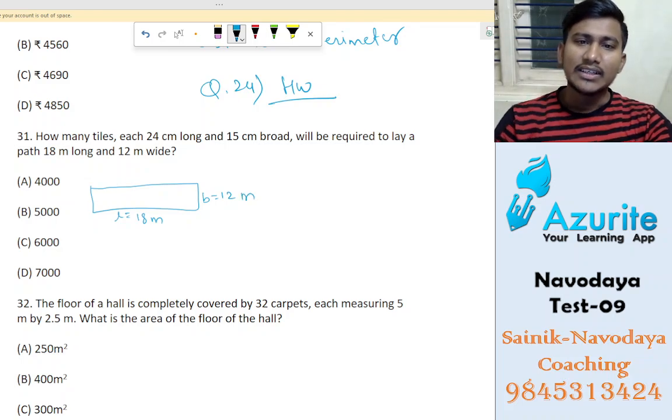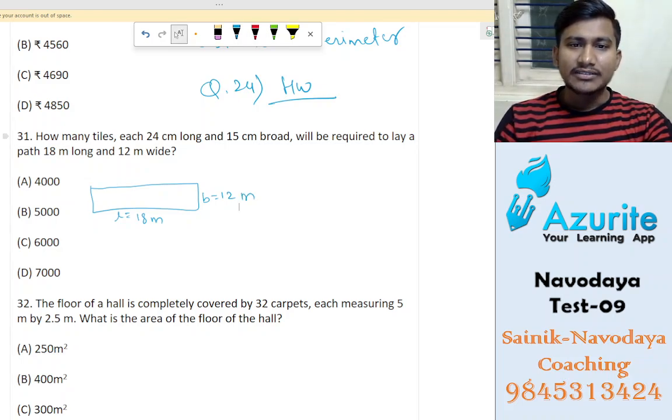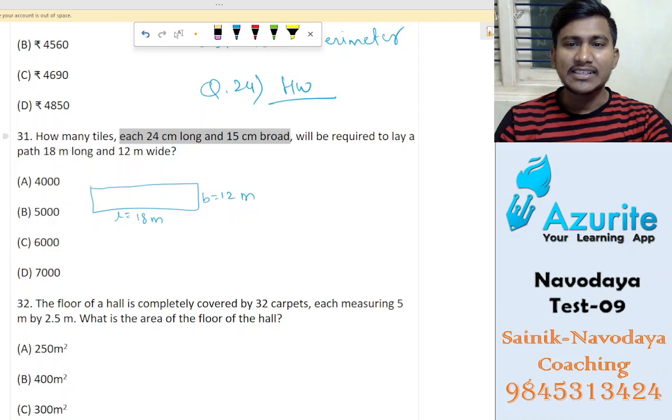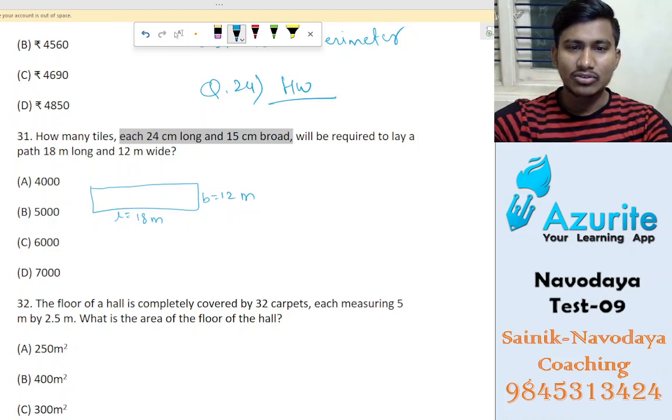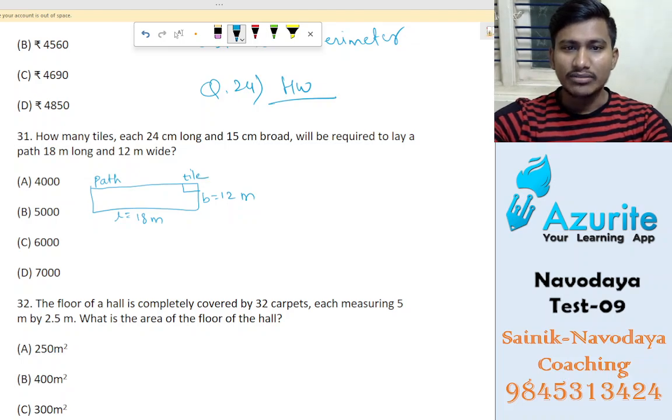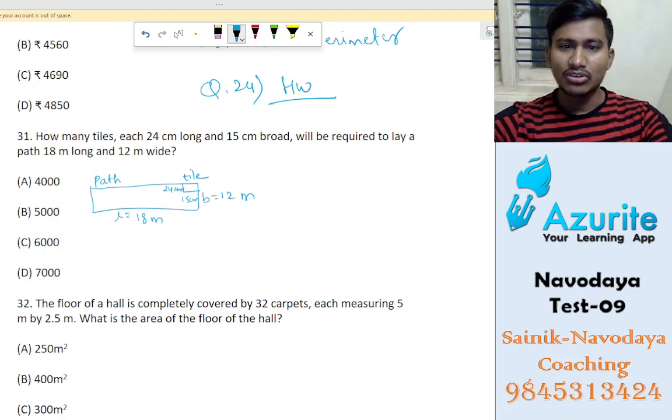Yes. There is a tile. The tile is smaller, that is in centimeter. So tile is smaller. Okay. So this is the path and this is the tile. Tile is smaller, that is 24 centimeter and 15 centimeter. Right. So 24 centimeter long and 15 centimeter wide it is.